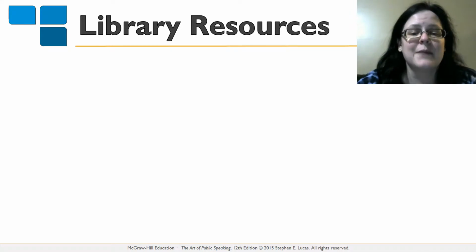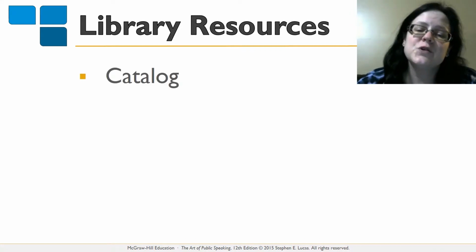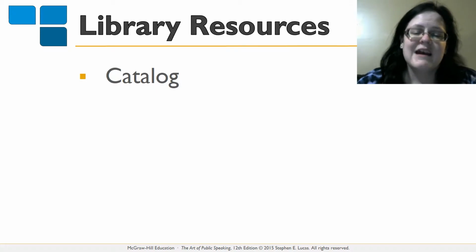The Durham Tech Library has two ways you can search for sources. The first is the online catalog. The catalog lists all the books, periodicals, and other resources owned by the library. Most catalogs allow users to search by author, title, subject, or keyword. And the key to finding a book on the shelves is the call number.